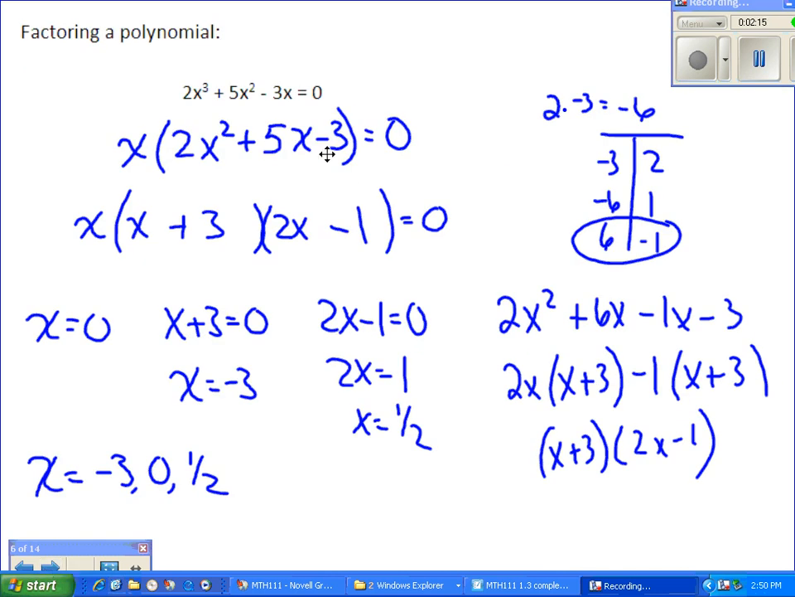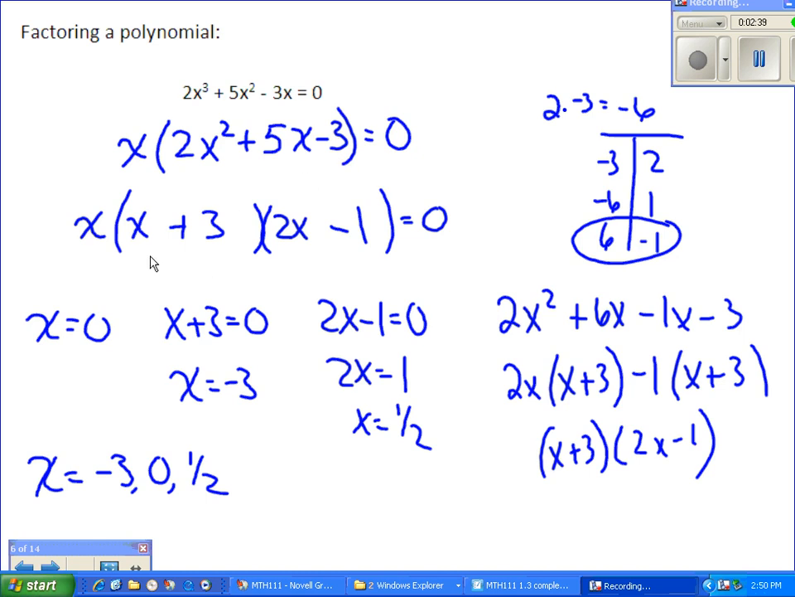Okay. Next set of equations we're going to look at are polynomial equations. This is what's called a third-degree polynomial because the highest exponent is a 3. And we'll look at these in more detail in Chapter 4. This particular polynomial, notice that there is an x common to every single term. So we can factor an x out as the first step, and that leaves us with a quadratic.